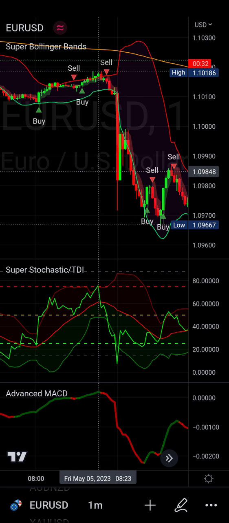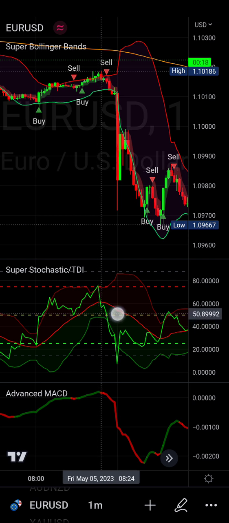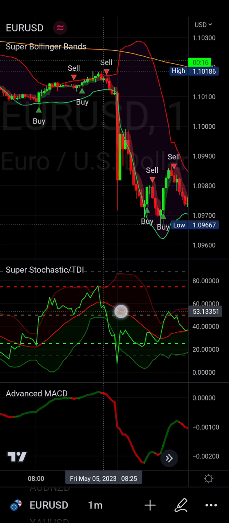8:23, price was overbought. You would have seen it outside of the Bollinger Band, and then that it closed inside of the Bollinger Band, which gave you a massive signal to enter a sell. At 8:25, it crossed under the stochastic TDI, and as well the advanced MACD changed color to red, which would have given you even more indication to jump into this signal.